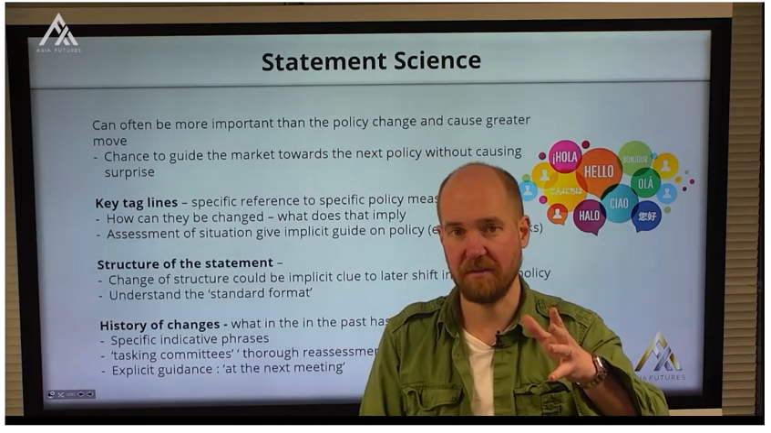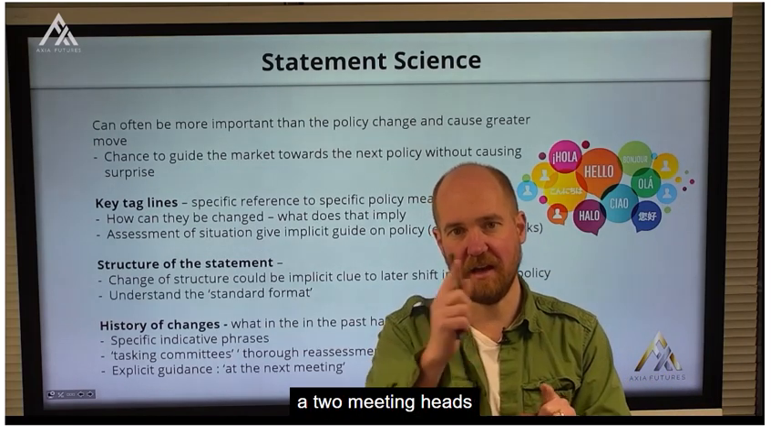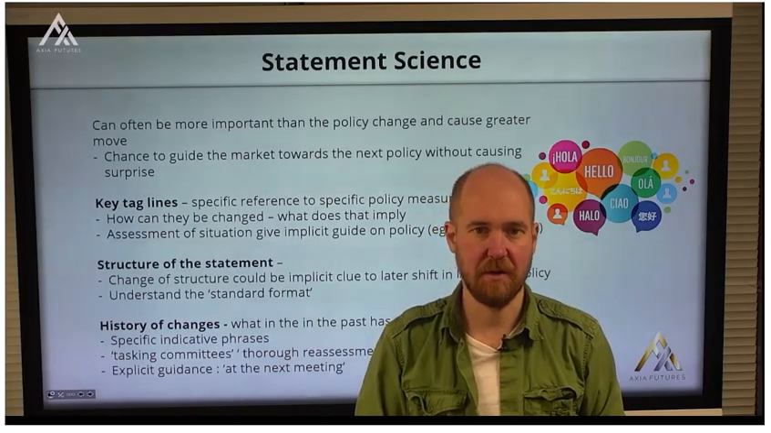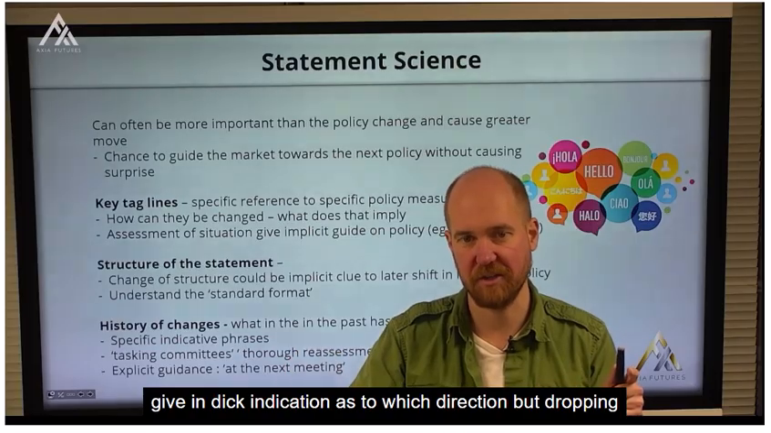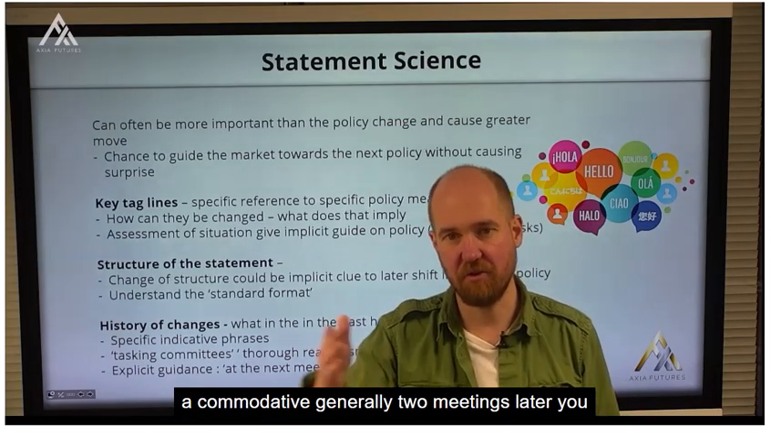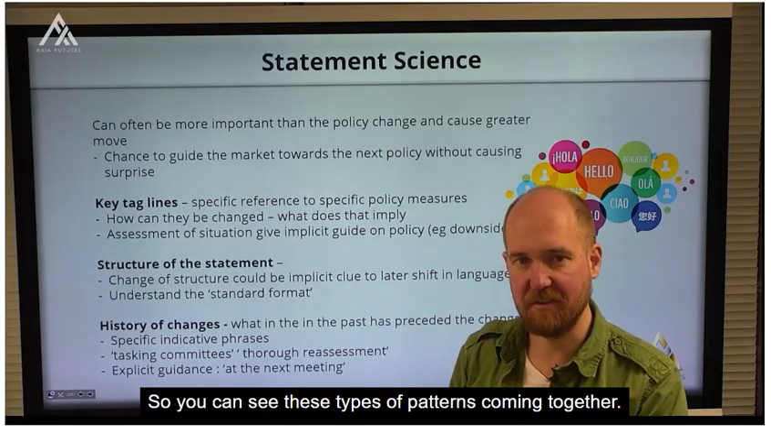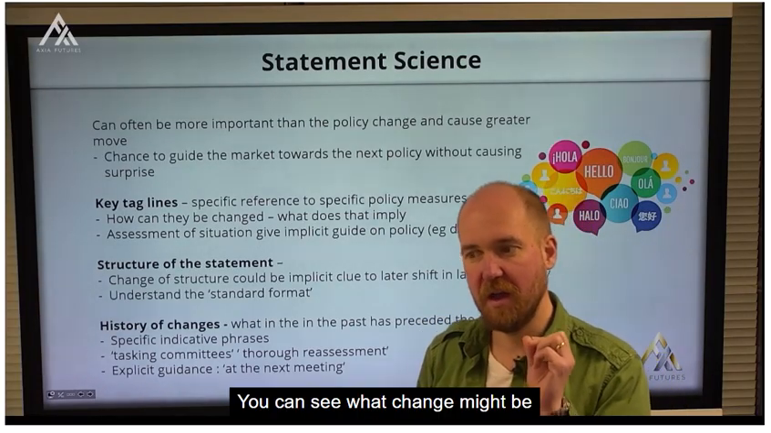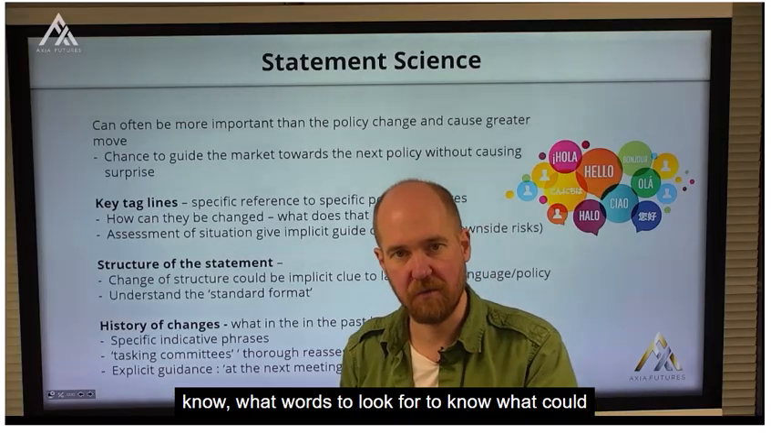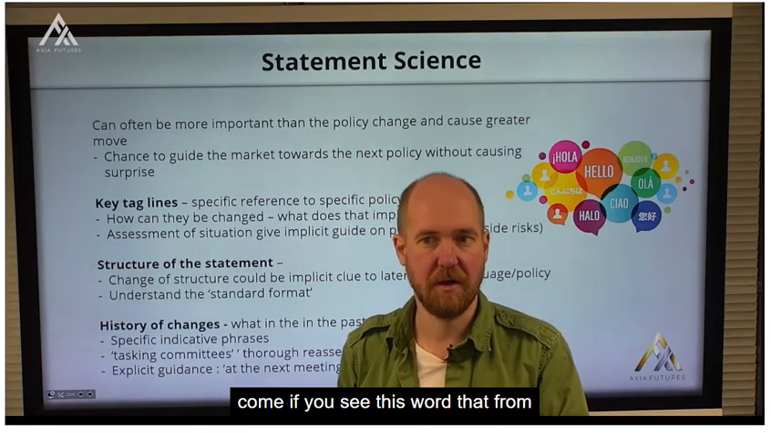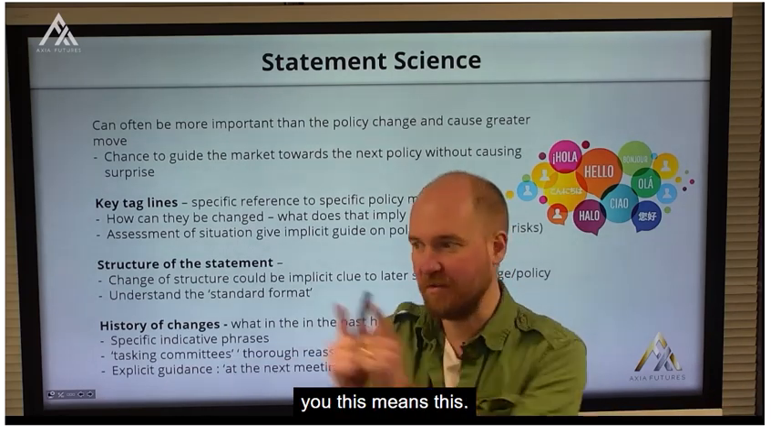Like we looked at previously, the dropping of accommodative is roughly a 2-meeting heads up to an action, be that up or down. It doesn't give indication as to which direction, but dropping accommodative, generally 2 meetings later you get action, is a rough rule. So you can see these types of patterns coming together. You can see what change might be needed and also what the change might be to, so you know what words to look for to know what could come. If you see this word, that from historic can tell you this means this.